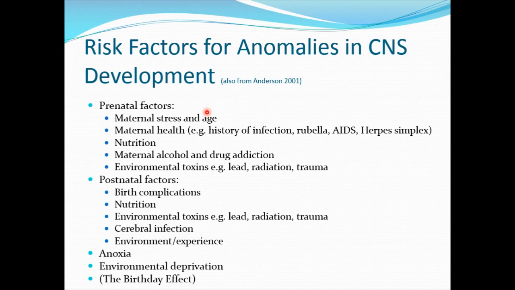And then what are the risk factors for anomalies in the central nervous system? Prenatal factors like maternal stress, nutrition, etc. Postnatal factors, again, like nutrition, cerebral infection, anoxia, etc. And then I just mentioned the birthday effect here because although there's nothing wrong with a child if they experience the birthday effect, do you know what the birthday effect is?